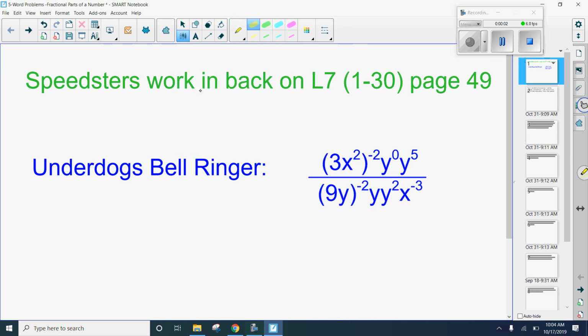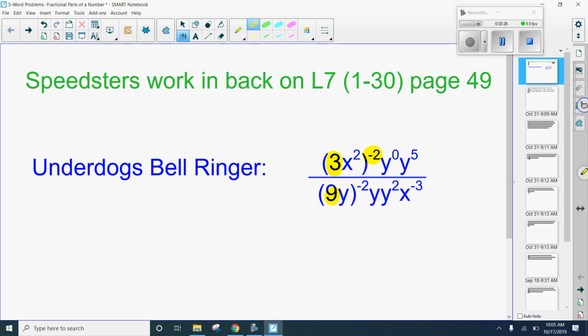Where do you start? Let's work with the numbers first. Okay. So if I work with the numbers, you have 3. Is that being raised to a power? It's in parentheses with this little negative exponent out there. So 3 is being raised to the negative 2 power.